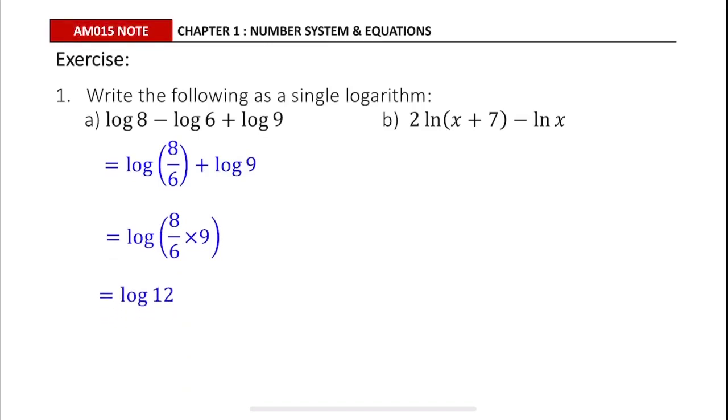For question 1b, we use the power rule so that the coefficient of 2 is raised to be the power of x plus 7. Now that both ln have no coefficient, we can apply the quotient rule and express it in a single logarithm.